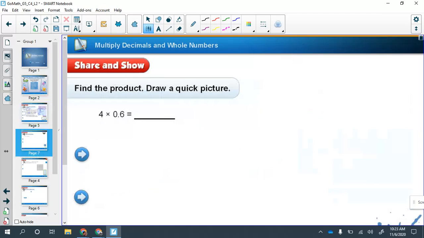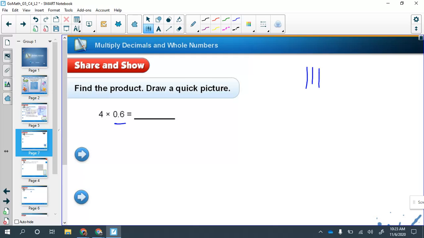So let's take a look at this one. Here we have 4 times 6 tenths. Why don't you pause the video, give it a try, and then come back and see how you did. So with this one, we're going to make 4 groups because we're multiplying by 4. And each group is going to be made up of 6 tenths.